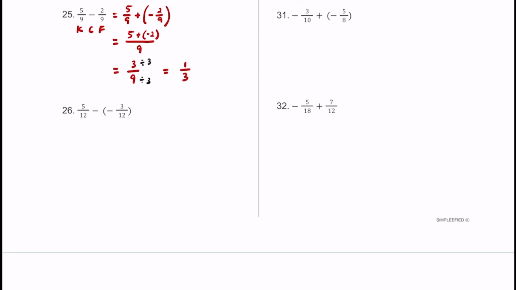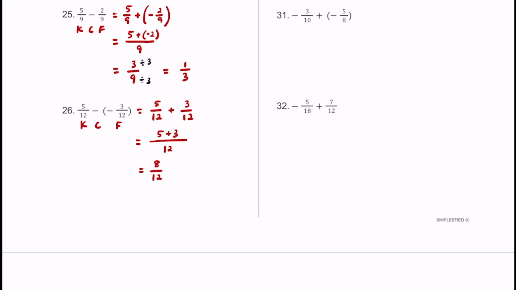On to number 26. It looks like we're subtracting some fractions again, and we have common denominators, which is really nice. If we keep, then change, then flip, then we'll keep this 5 over 12. We'll change the subtraction to addition, and if we flip the negative 3 over 12, that's going to be a positive 3 over 12. Okay, so we do have common denominators, so that's really nice. Like we said, this is going to stay as 12 on the bottom, and we're going to add 5 plus 3 on top, which are just positive integers. 5 plus 3 is going to be 8, so we'll have 8 over 12.